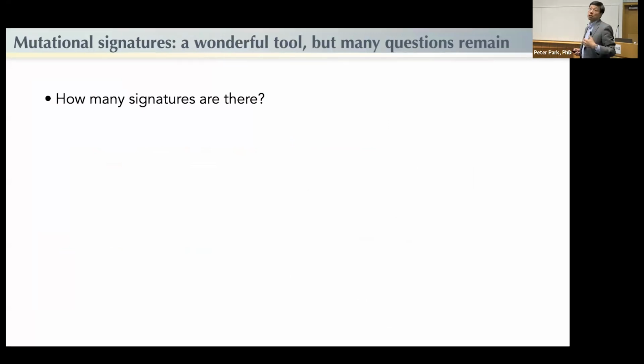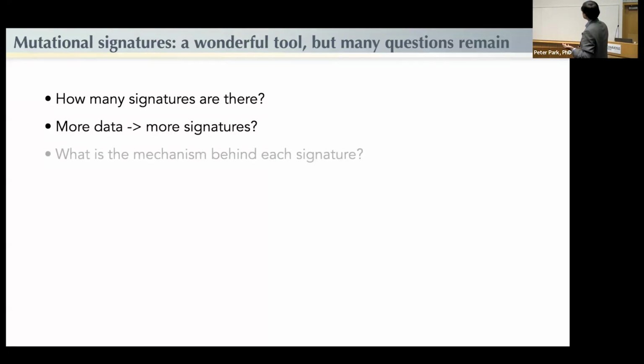How many signatures are there? Because we want to separate them into the right components, but not too many, because we don't want to start subdividing. I'll show you a little bit later how, as you accumulate more data, the number of signatures increases, and so the catalog keeps changing. More data, more signatures. Is that true? What is the mechanism behind each signature?